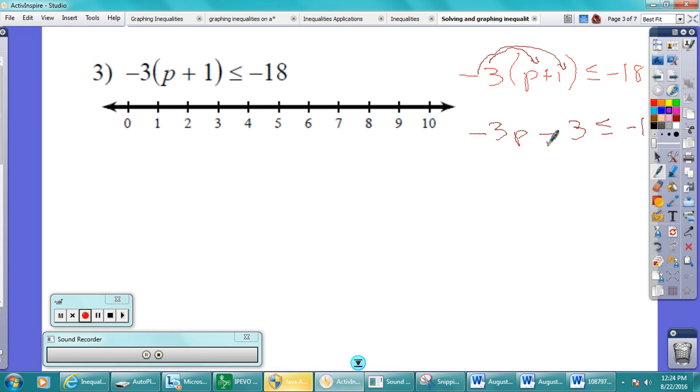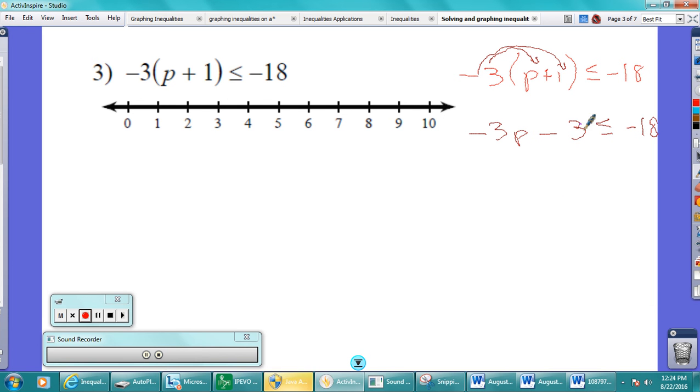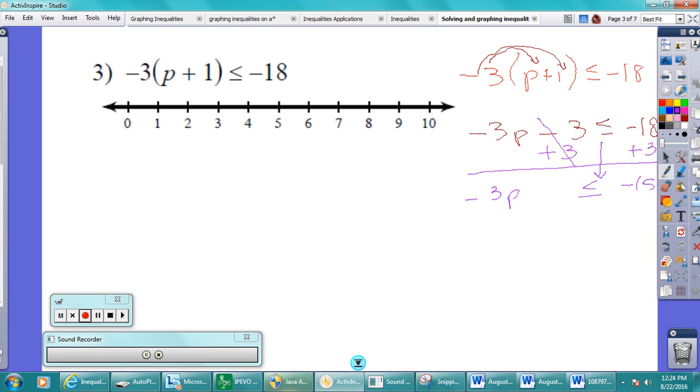Next, I'm going to do reverse, right? I need to get the p isolated, so I'm going to add the 3 to both sides. I'm going to bring down the negative 3p. 3 minus 3 cancels. A negative 18 plus 3 is a negative 15. And I bring down my inequality sign.